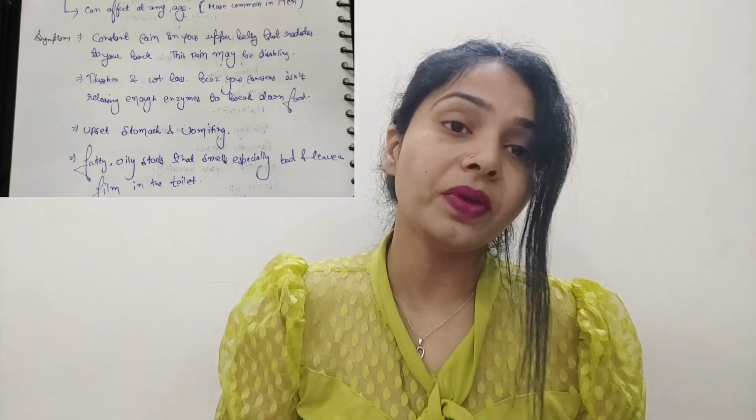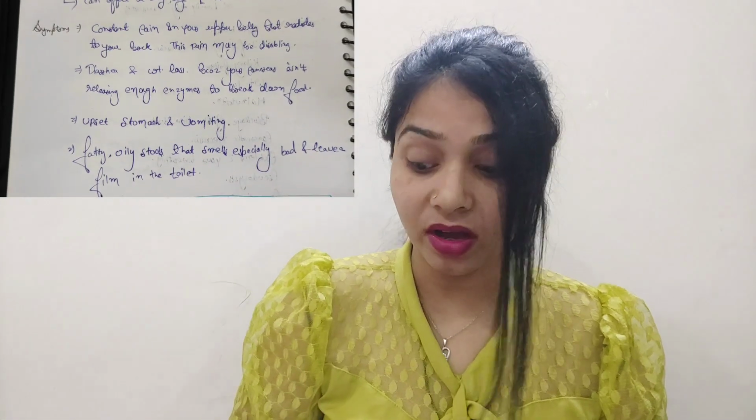There would be vomiting, an upset stomach, and oily or fatty stools that smell bad. If you want to check physically, the stool will leave the toilet looking filmy, yellowish, or with some sort of particles left there. So you get to know these sort of things as it is chronic.